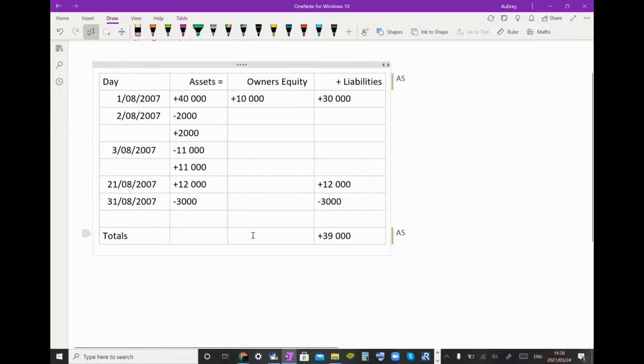Okay, and then here it's obviously 10,000. Okay, and then here, what do we have? 49,000. Okay, and that's obviously here, plus as well. And once again, can you see something very interesting? Our assets equal the liabilities.